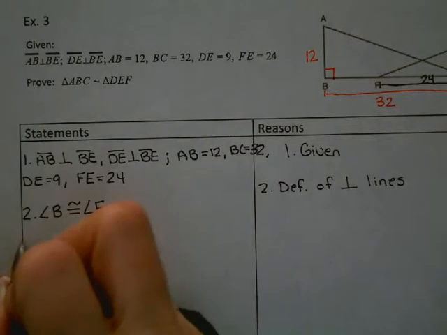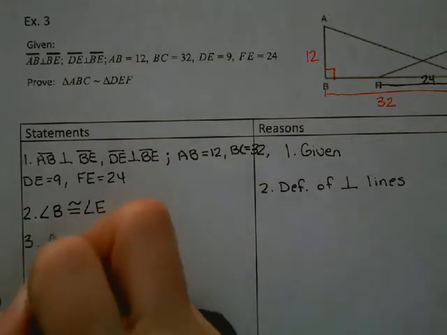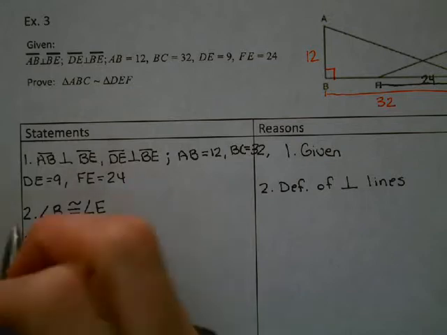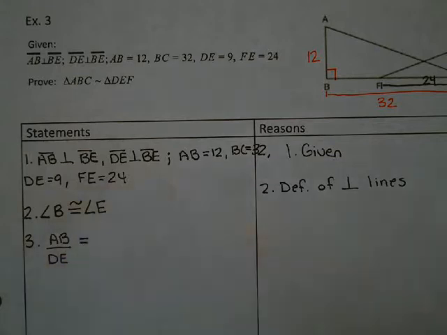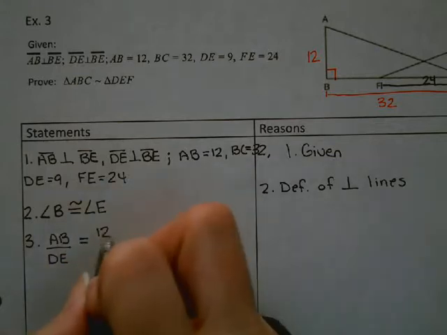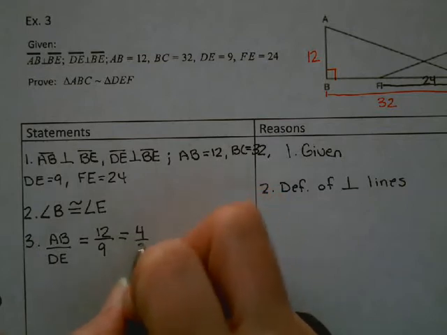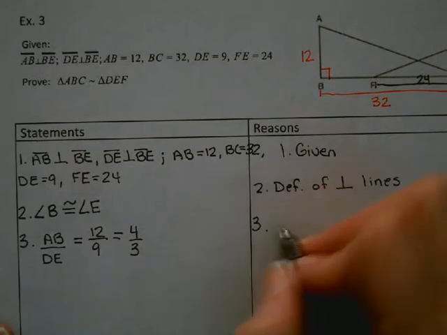Alright, so here's where all those numbers come into play. We need to show that sides are in proportion in order to say, like, side, side, side, or side, angle, side. So we need to set up a proportion. Let's say side AB in the first triangle should be in proportion with side DE. If we plug some numbers in here, 12 over 9 simplifies to 4 over 3. What we set up there is called a ratio. Definition of a ratio.